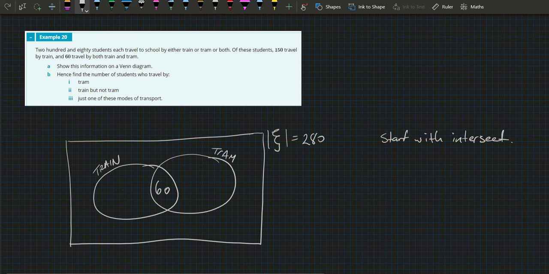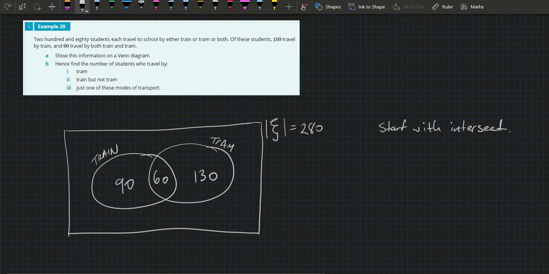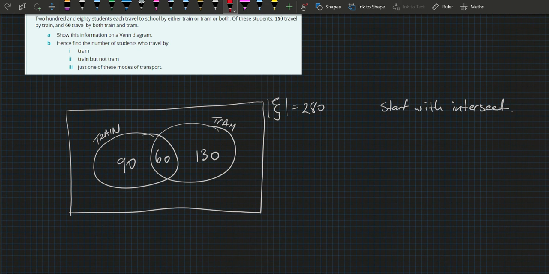But also in this case, we know that there is 280 in total. So the students on tram and not train make up the rest of the 280, so that would be 130. Okay, so that's our Venn diagram, part A. And what do they want? I'm just going to work over here for parts B and C so I can see the question.